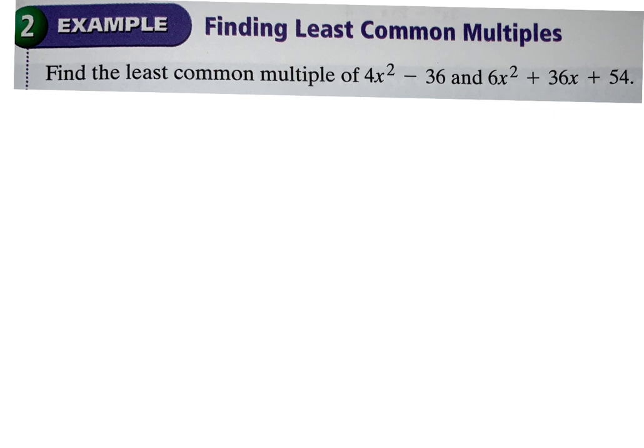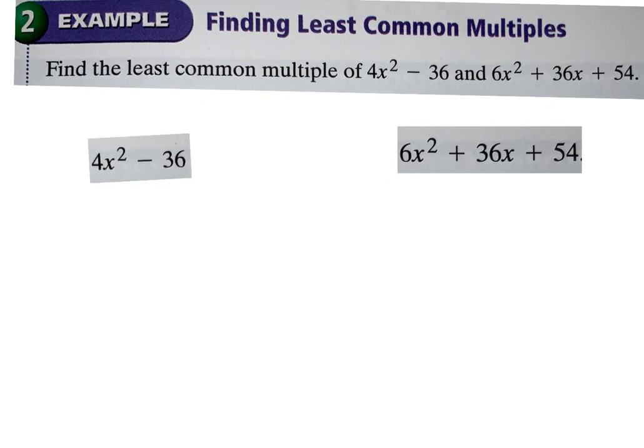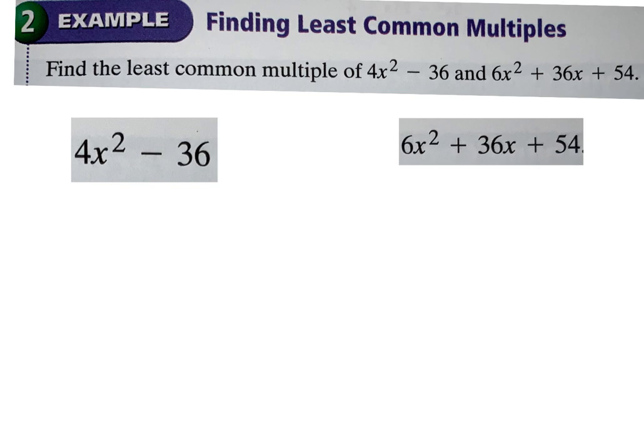So what we need to do here is factor all of these. We are going to take this first expression and factor that, and then take the second expression and factor that. We take those individually and factor them. So for the first one, what can I take out of 4x squared and 36? A 4, right? So I can take a 4 out, and I'm left with x squared minus 9. Can I continue to factor that? Yes, it's a special case. What is x squared minus 9? x plus 3, x minus 3.